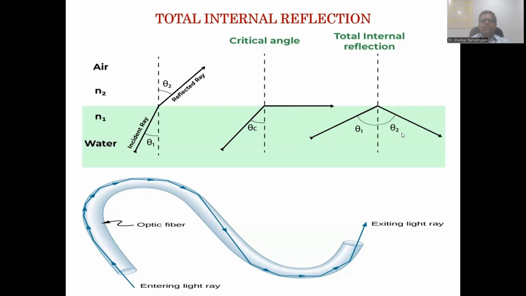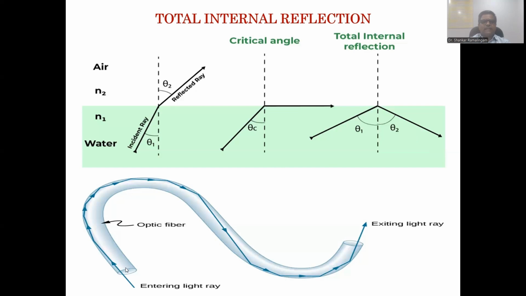So this is how our light is going to have a property which has it reflecting back into the same medium, which has the higher refractive index, when the angle of incidence is greater than the critical angle. Okay, so this is how we have total internal reflection in the medium with the higher refractive index. This is applied here in our optical fiber cable.